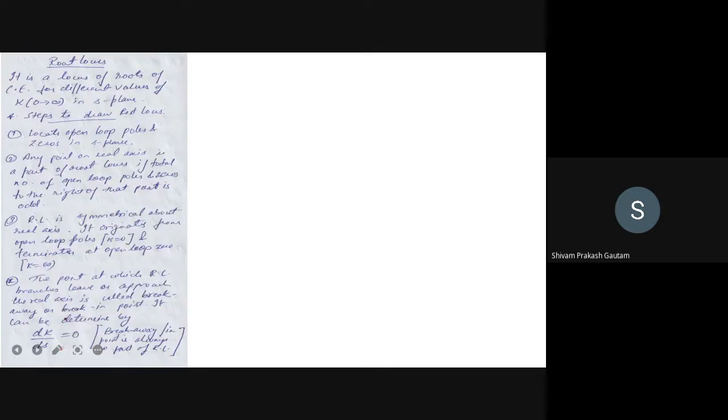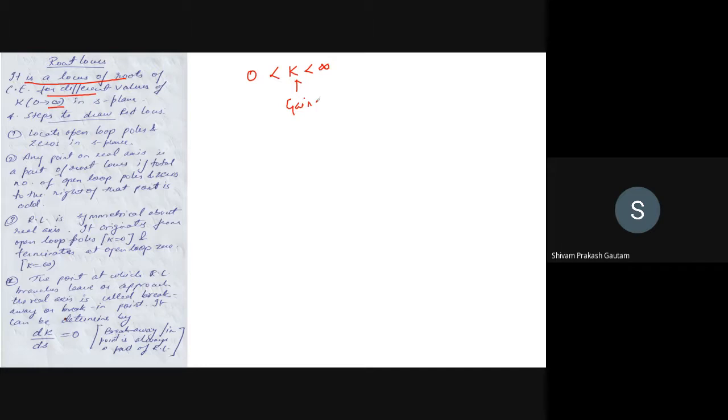So, what is the root locus? A root locus is the locus of roots of the characteristic equation for different values of K, which will be ranging from 0 to infinity. So, it is a locus of roots for different values of K. K here means gain.